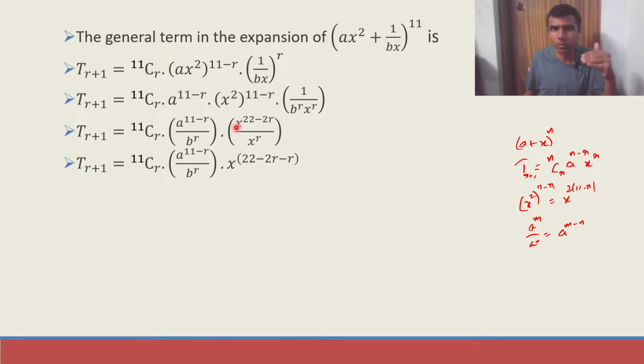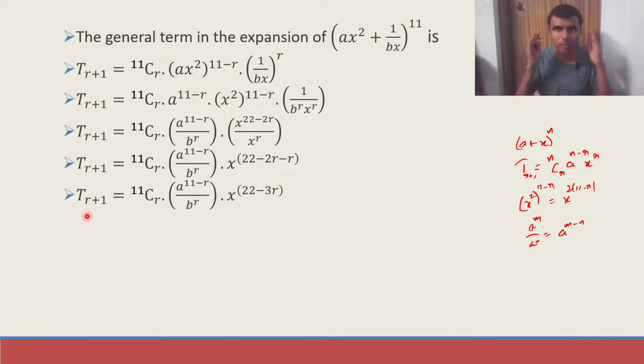So x to the power 22 minus 2r minus r. Fine. What is minus 2r minus r? Minus 2r minus r is going to be minus 3r. Okay, minus 2r minus r is minus 3r. So x power 22 minus 3r we get. Fine. Now this is simplified.